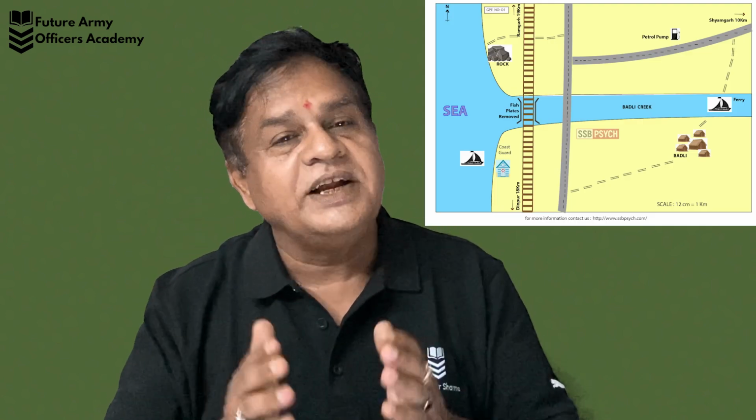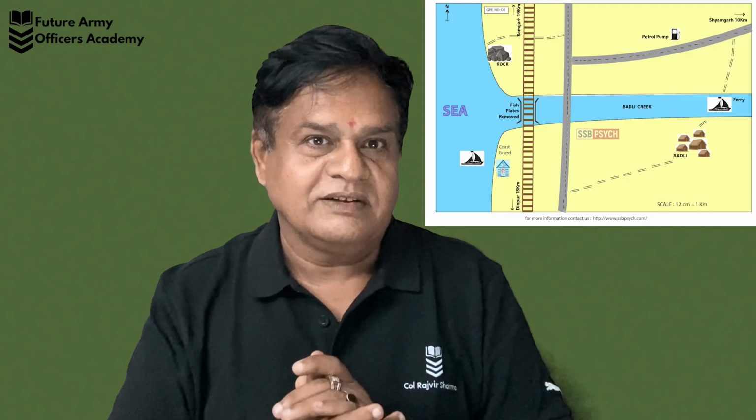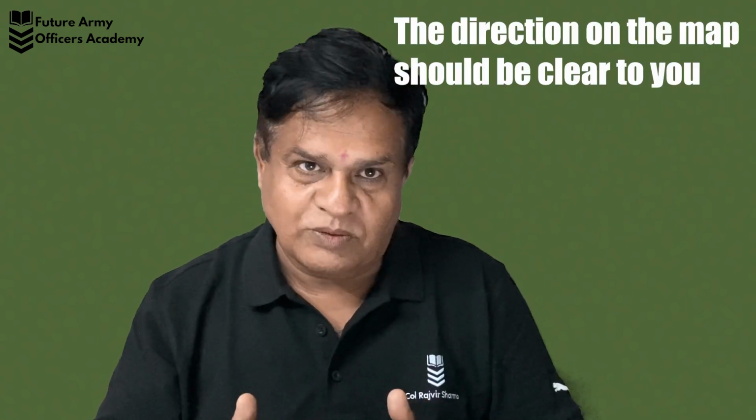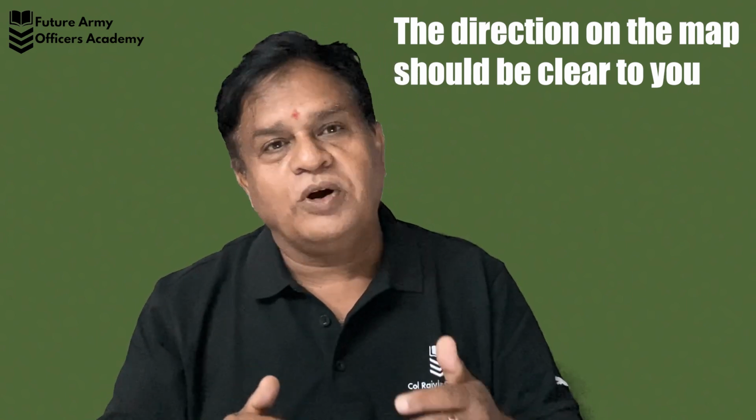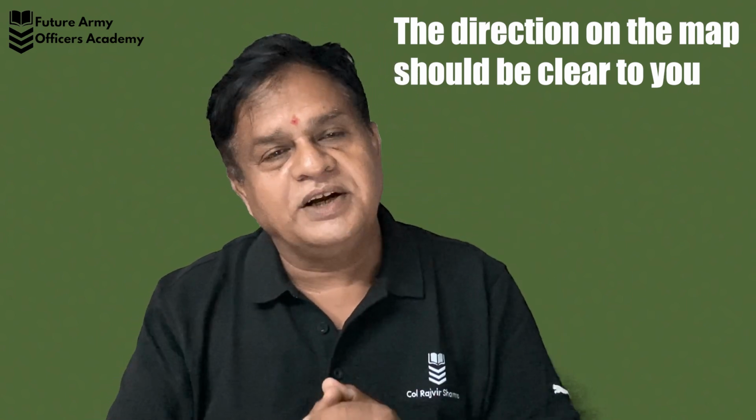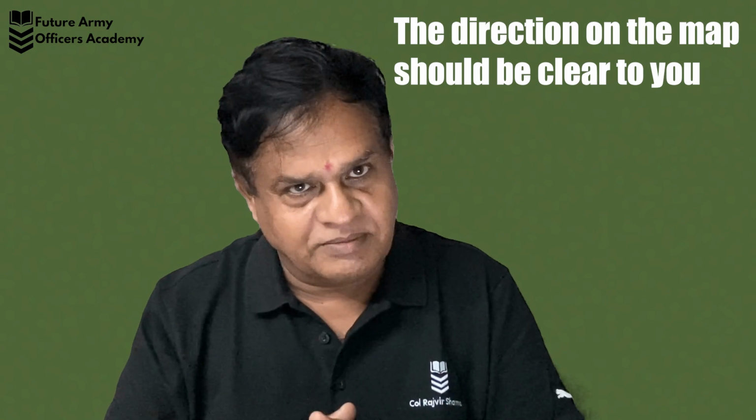What is there in the sand model? There is an arrow which indicates north. The GTO will even tell you the actual north on the ground also. In a cloth model, certainly the top side of the cloth model is north.